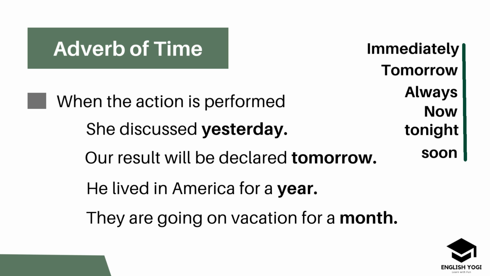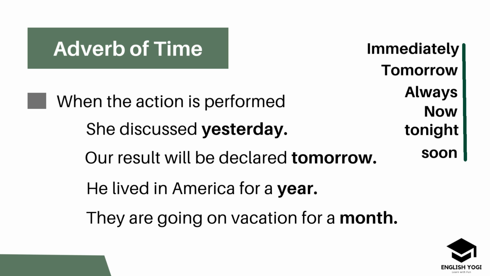Similarly, the second example is, our result will be declared tomorrow. So tomorrow is adverb of time. So it is showing the action's timing. He lived in America for a year. So that word year is also adverb of time. And lastly, for the first type of adverb, they are going on vacation for a month. So month is also a word that shows when the action is being done.